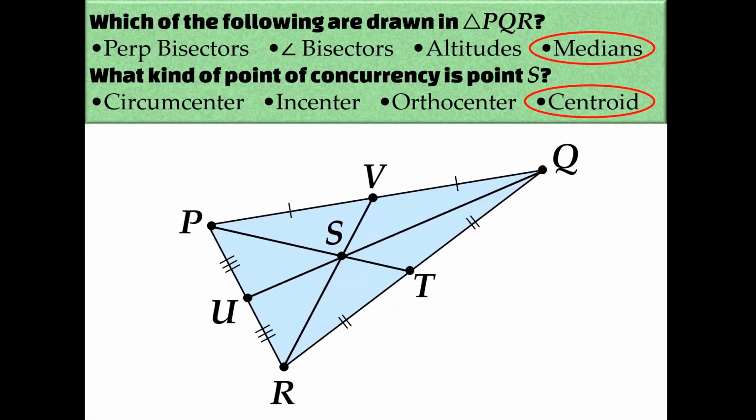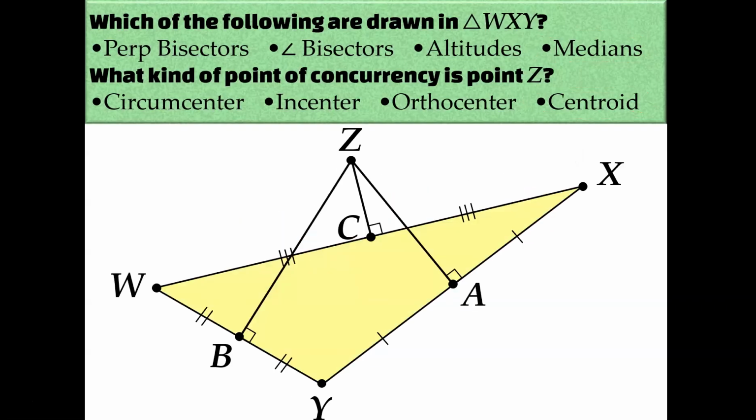Triangle PQR, which is what we looked at for the previous four examples, was an acute triangle, which meant that all of the points of concurrency were inside of the triangle. However, our next example, triangle WXY, is obtuse. So sometimes you'll have a point of concurrency like what you see here, which is outside of the triangle. But the process for identifying what it is that we're looking at is the same.